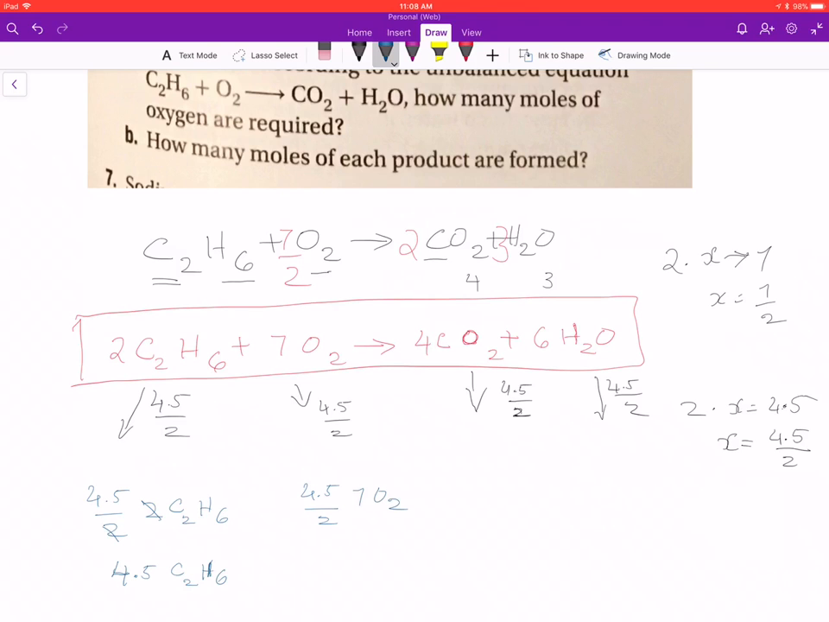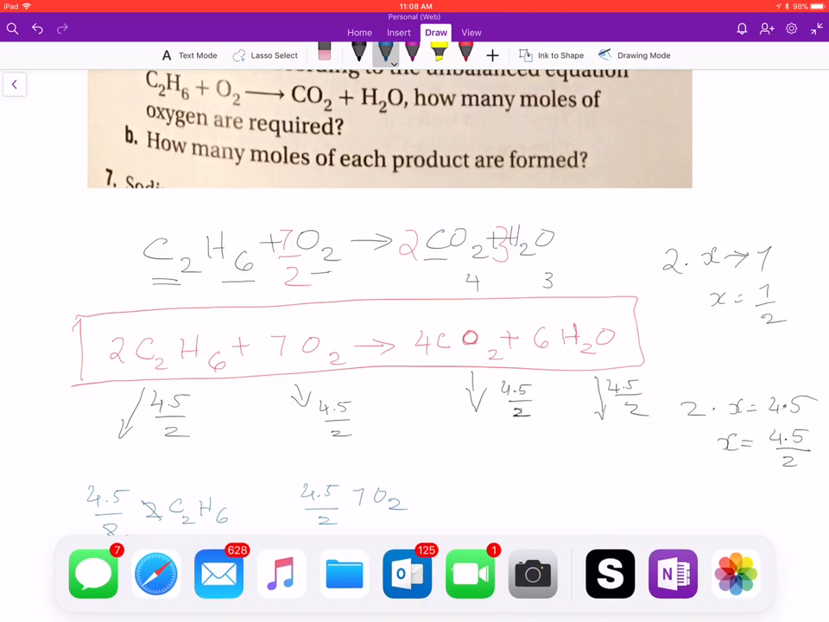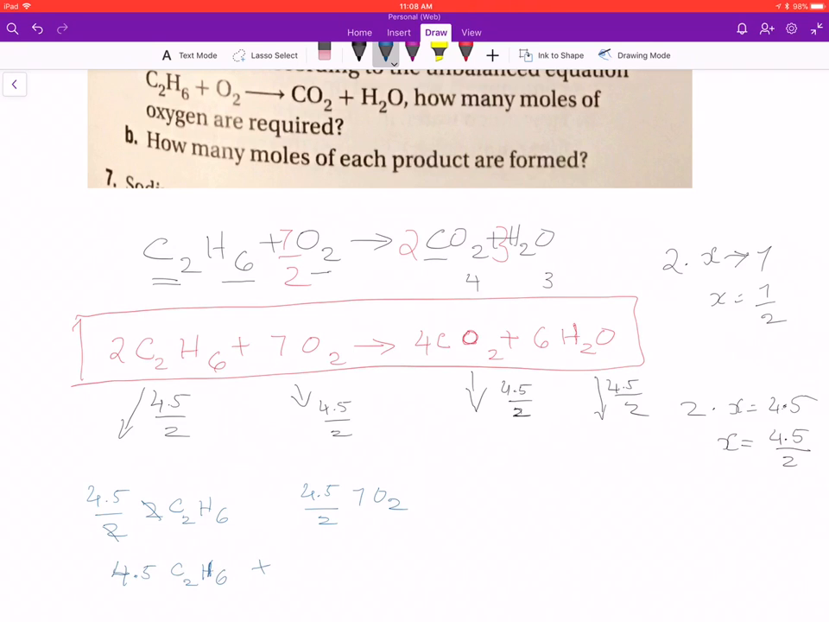How much is that? 4.5 times 7 by 2. Can you calculate that? 4.5 times 7 divided by 2. Let me see if I can use a calculator. 15.75. Very good. 15.75 O2. That yields, okay.